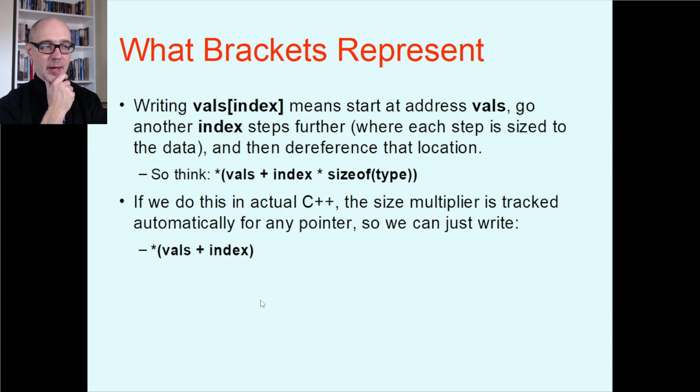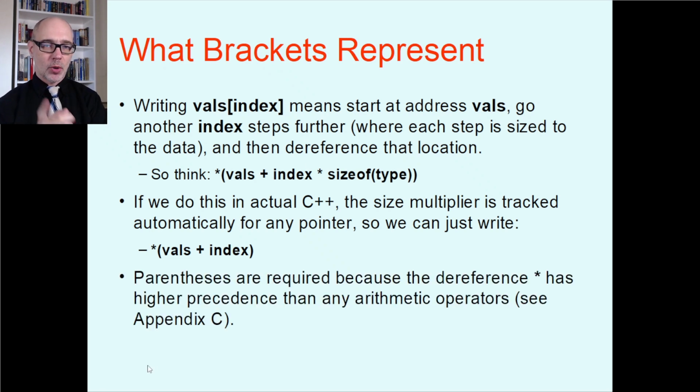Now, if you want to do that in actual C++, and we're going to practice that, the thing that's a little bit easier is that size multiplier is automatically tracked for any pointer. Anytime you're doing pointer arithmetic like that, I got a pointer, I'm adding something to it, the C++ compiler will automatically go, the number of steps is obviously sized to the data, so it's going to automatically take care of that. And what we could actually really write in C++ is just *(vals + index). So you go to the vals address, you're adding a certain number of steps, C++ knows what the step size is, and then dereference it and see what's sitting there.